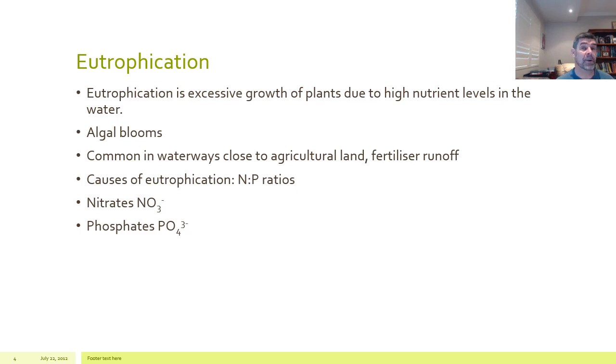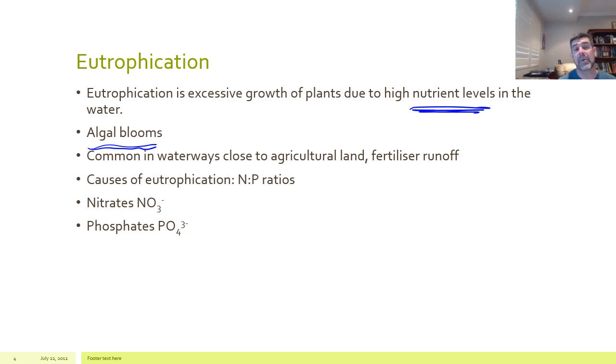The other pollutant that's worth mentioning very briefly is eutrophication. Now, eutrophication is basically excessive plant growth due to high nutrient levels, and that's the key here. What we see is abnormal plant growth, a lot of plant growth, and this most commonly manifests itself as algal blooms, and we see this in some of our waterways, particularly rivers and streams that are close to agricultural land, where you get a lot of fertilizer runoff.